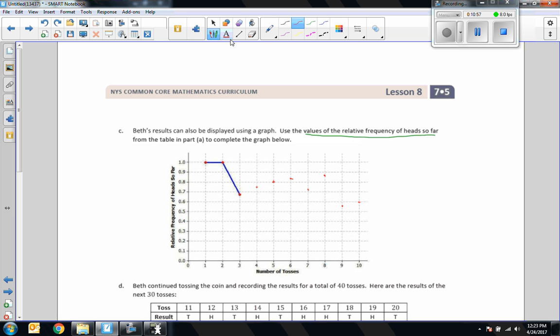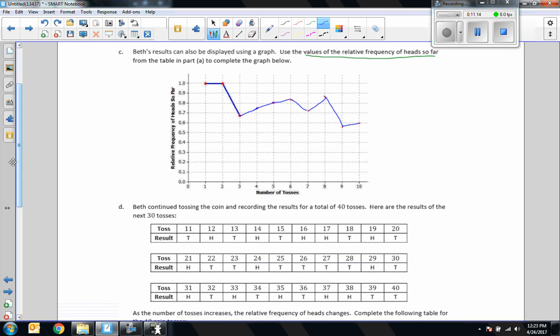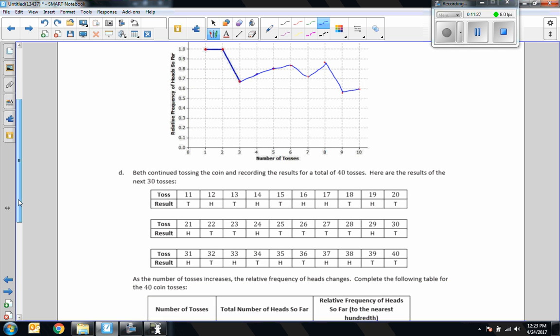So now if I drew a line to connect those, I won't take the time to draw straight. I'll do the best I can. It's going to go here, here, up a little, then down, then up, then down. So there's our graph. Beth continues tossing the coin and recording the results for a total of 40 tosses. Here are the results of the next 30. So it's these three columns. There's 10, 20, 30. Okay.